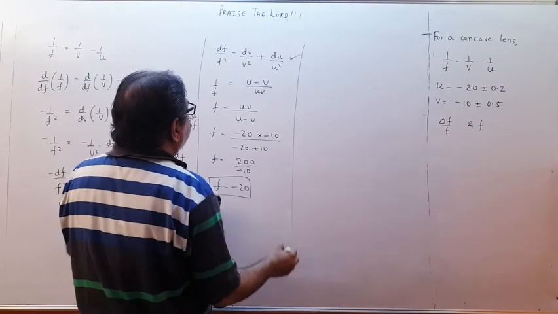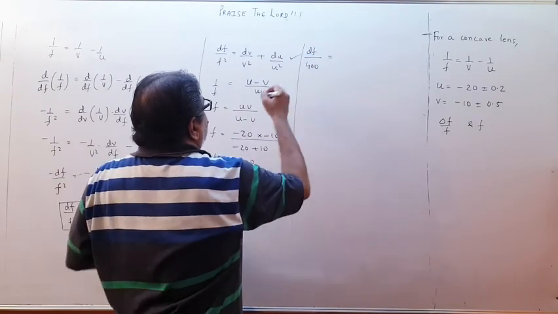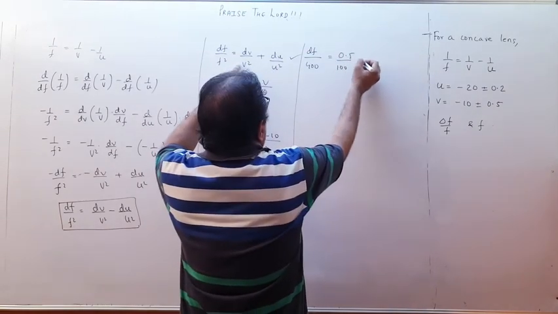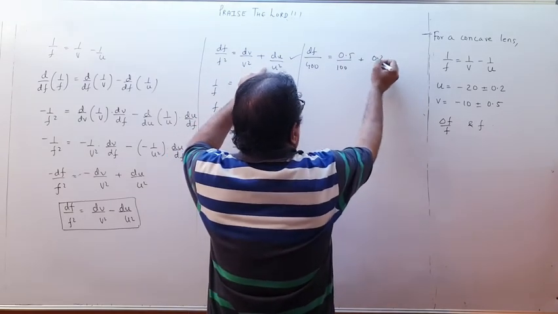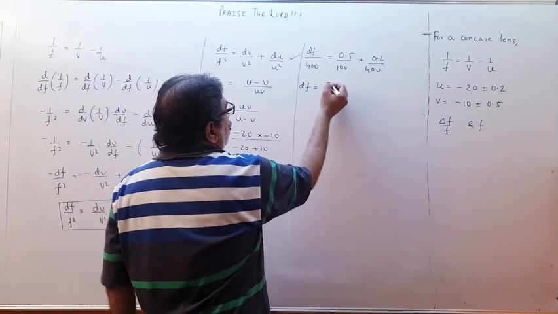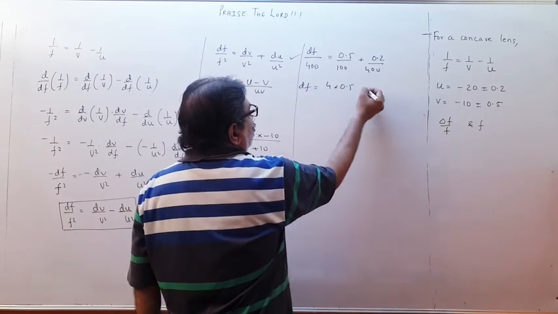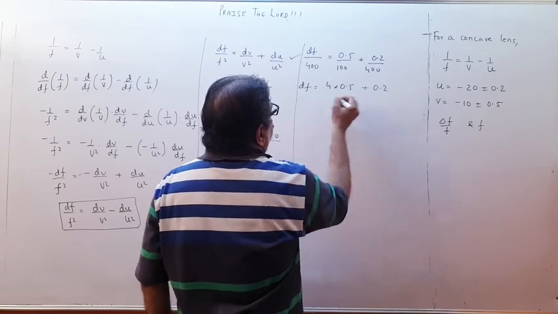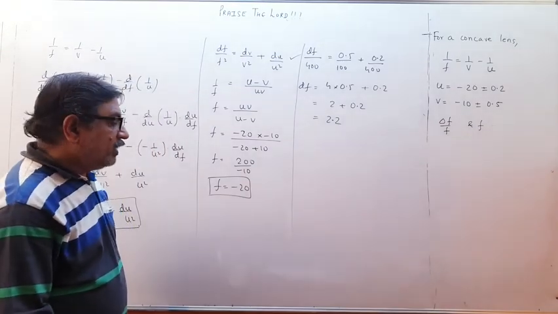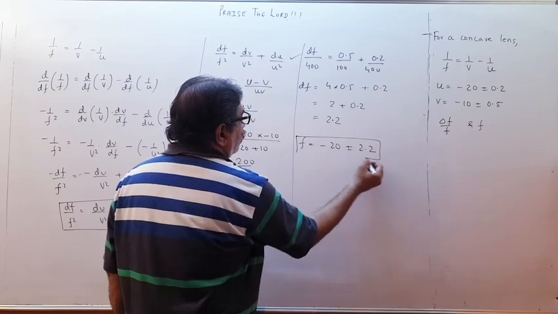And now we place over here. So df upon minus 20 square, that will be 400. dv is how much? 0.5. v square is 100. du is 0.2. u square will be 400. So df will be equal to, multiply by 400. So this will be 4 into 0.5, 400 into this 100. So 0 gone, 4 into this, plus 400 gone, 0.2. So this will be 2 plus 0.2 and that will be 2.2. So this is the error in f. So your focal length becomes minus 20 plus minus 2.2. This will be the answer.